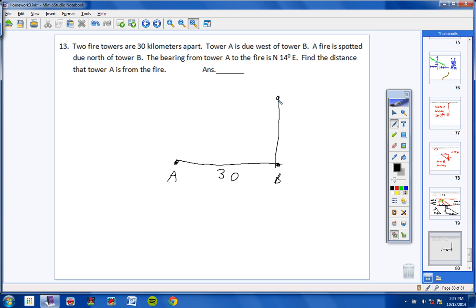Due north of B. And the bearing from tower A to the fire is north 14 east. Now, a lot of you put the 14 degrees inside the triangle, and let me show you why you're wrong. Okay, watch this carefully. Look at the bearing. The bearing from A to the fire is north. So the first thing you do is you draw a line going north, okay? So there's your line going north. You did that because it says north. Then it says east, so you rotate 14 degrees east.